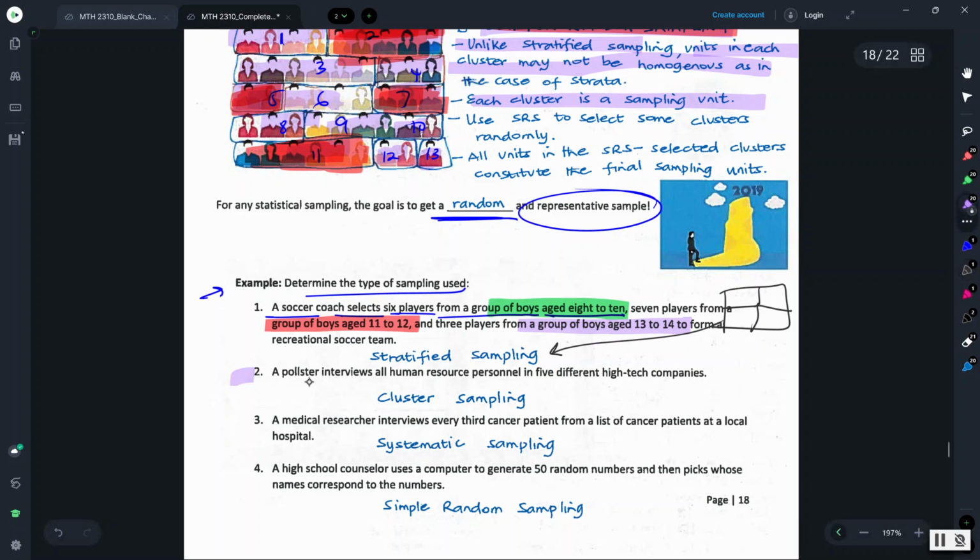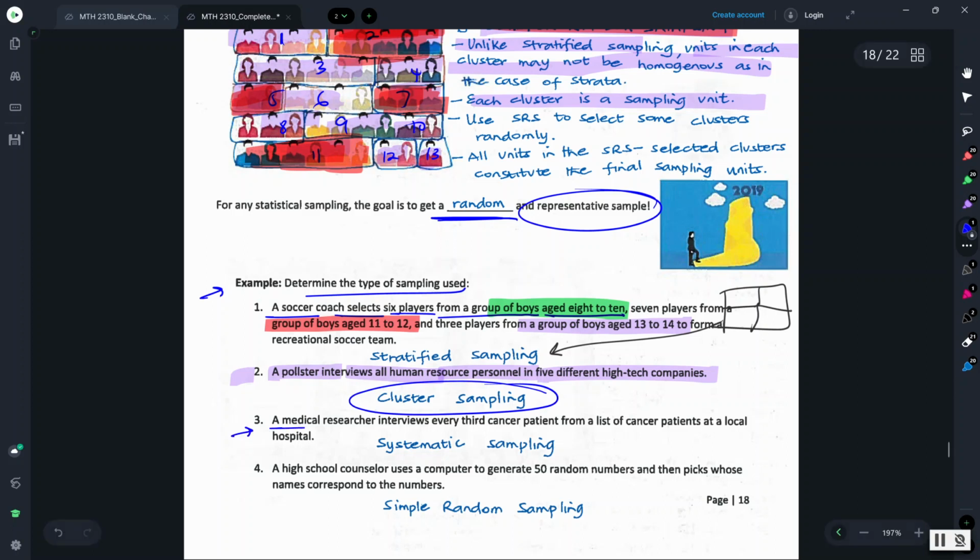The next example: a pollster interviews all human resource personnel in 5 different high-tech companies. What this pollster must have done is look at each department and consider each department as a cluster of people, and so decides to randomly pick a particular cluster for different high-tech companies. So this would be an example of cluster sampling.